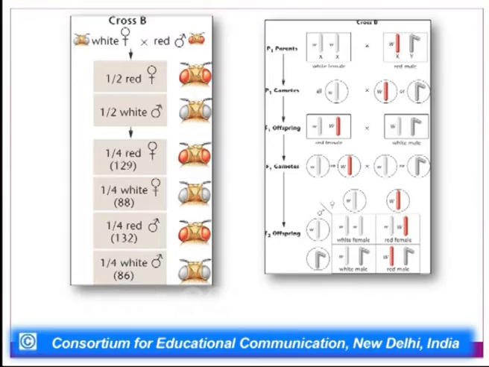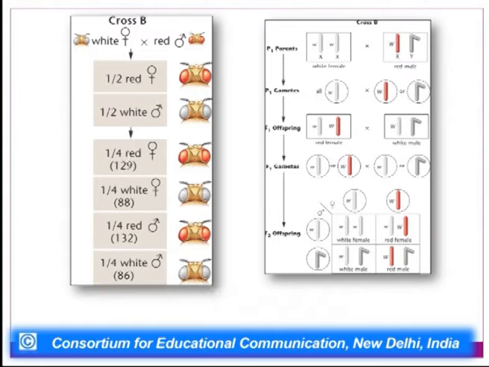So in the F1 offspring, when the cross is made, the females will possess the X chromosome from the male, which will carry the red eye color. Therefore, all the females will be red-eyed, whereas the males will contain one X chromosome coming from the maternal side, and therefore they will be white-eyed males. In the F2 generation, the gametes are shown, and if you look at the F2 offspring, then half of the females produced will be red-eyed, and half of the males produced are also red-eyed.